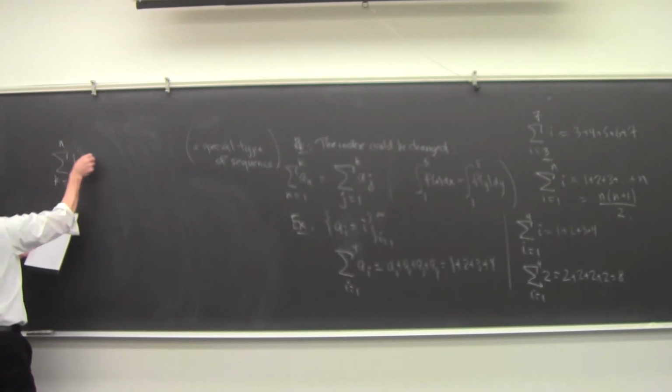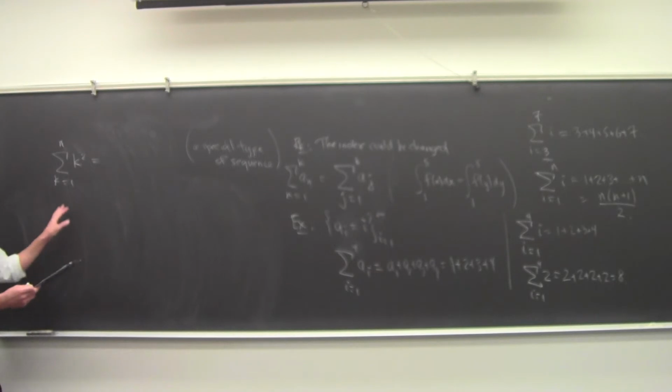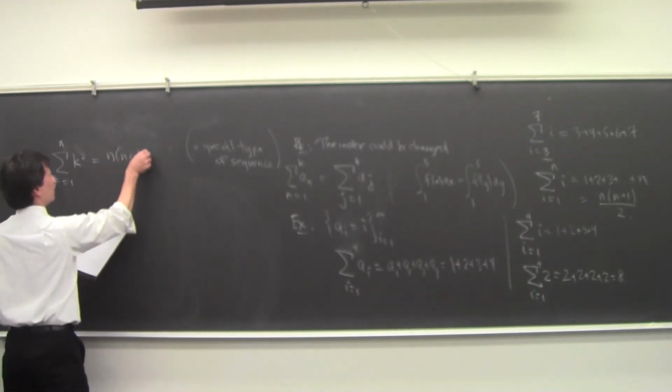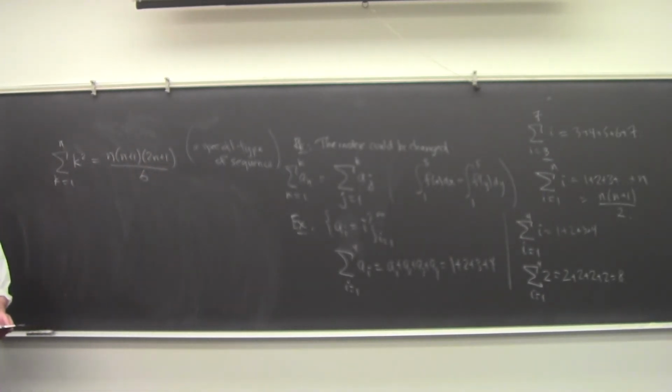although this is not as amusing as a story, the sum of squares from 1 to n also has a formula. It's n times n plus 1 times 2n plus 1 over 6. The sum of cubes has a formula, etc., etc.